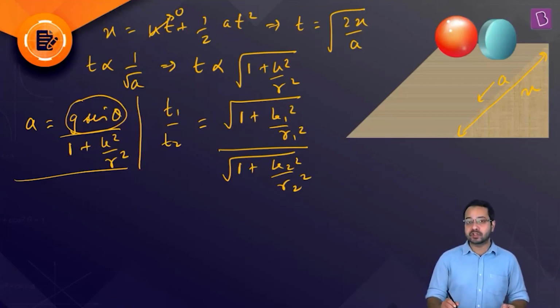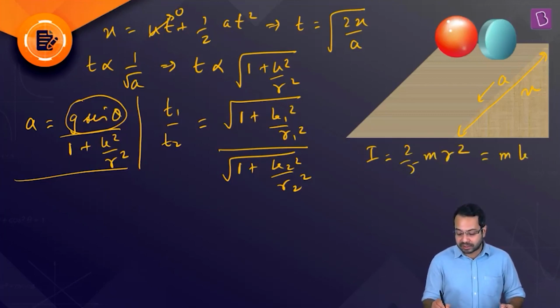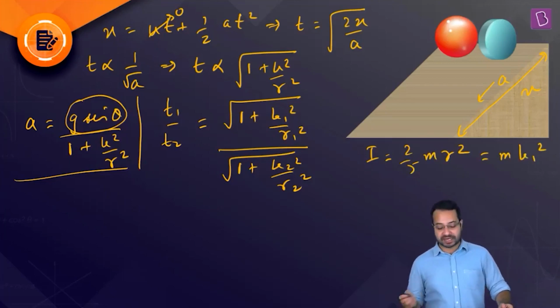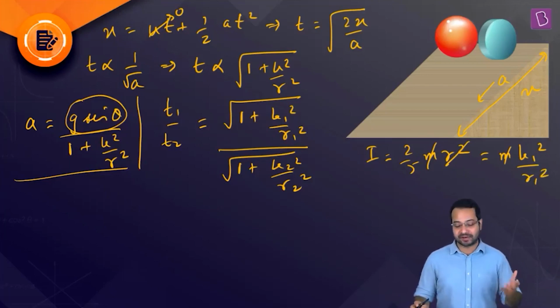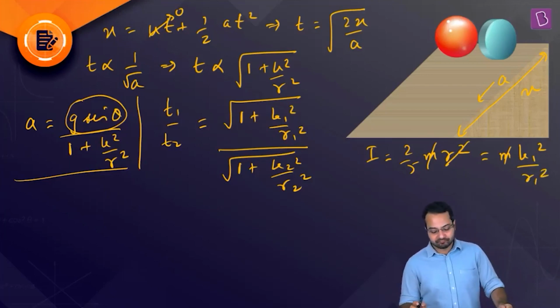Now the moment of inertia of a solid sphere is 2 by 5 m r square. Is that correct? Can I equate this with m k1 square? Of course I can. So m gets cancelled and k1 square upon r1 square is 2 upon 5. We can see that very clearly.